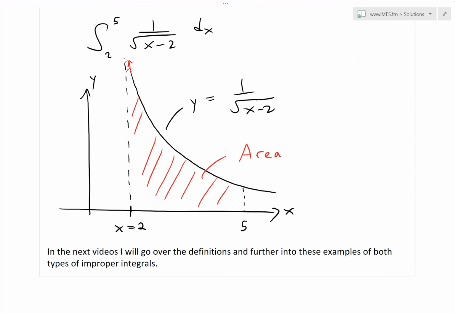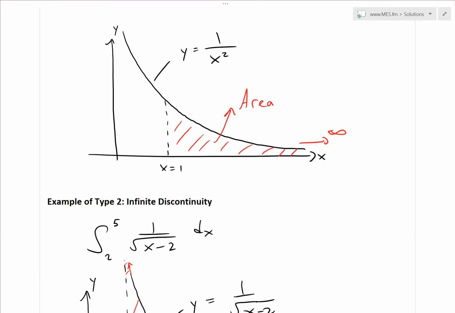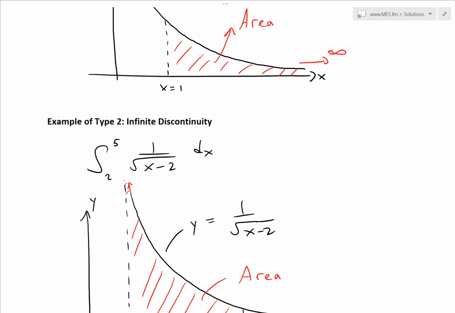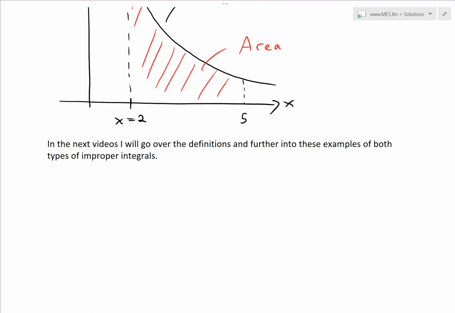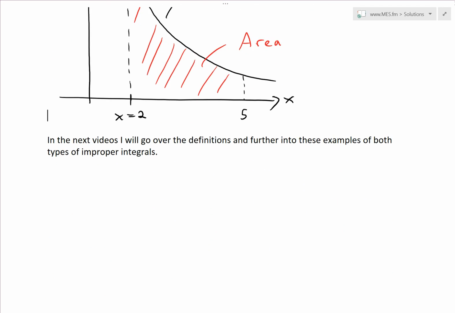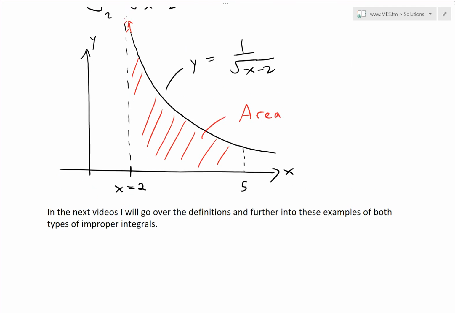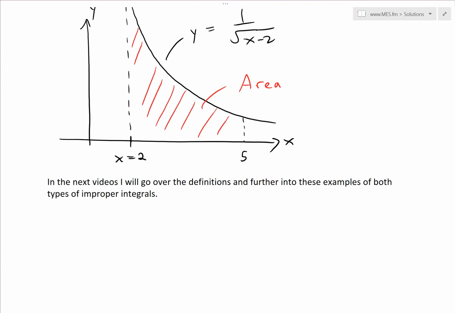You could basically consider that one of these types has a horizontal asymptote, and the other has a vertical one like that. In the next videos, I will go over the definitions of these types, and as you can see, you could have both types in one. Then I'll look further into these same examples which I covered for both of these types of improper integrals.